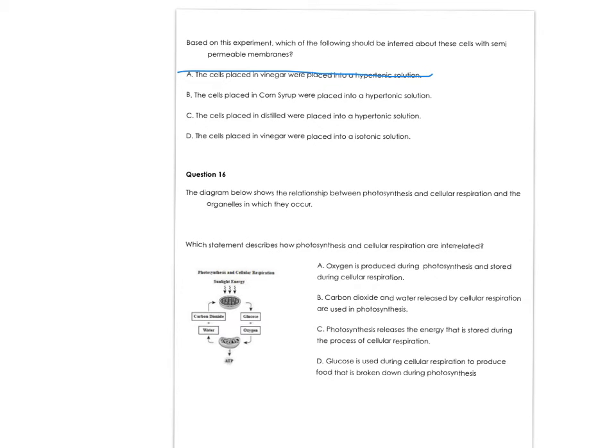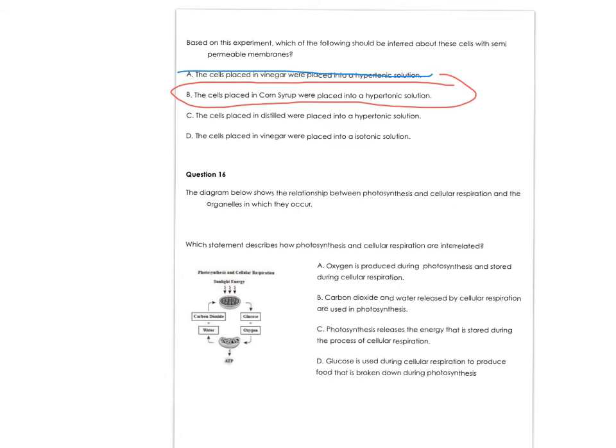The cells placed in corn syrup were placed in a hypertonic solution. Yeah, they lost water. Water went out of the egg. So in the corn syrup, there was more concentration of solute outside the egg.